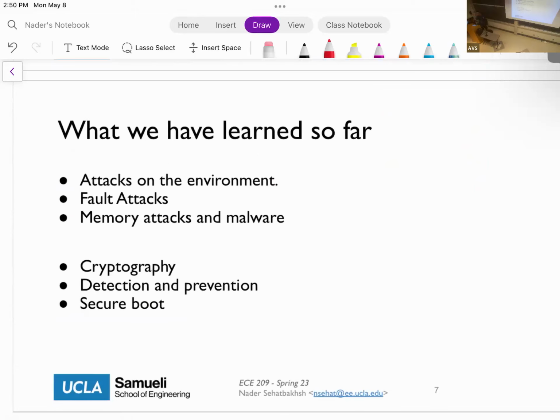And then on the defense side, the solutions we use are, of course, cryptography, which can help in most cases. The other one is that we use different prevention and detection methods at each different layer, right? We talked about things like stack canaries, ASLR, and adding additional error correction for faults. We talked about secure boot as a way to establish some trust in the system before moving on and running things. So these are the solutions we talked about so far in the class.